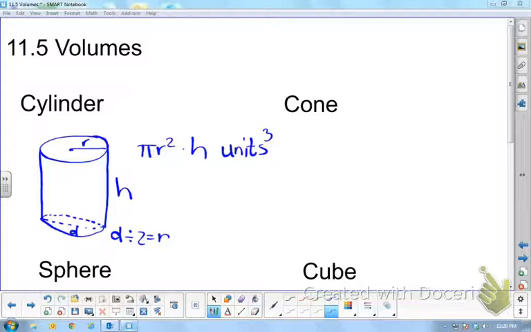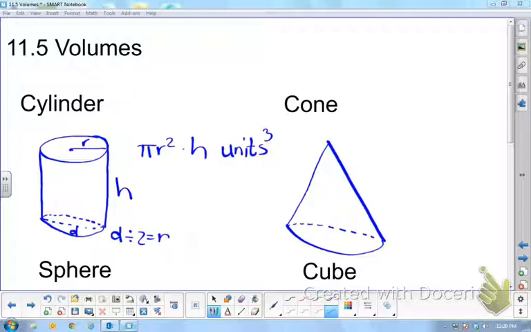A cone relates to a cylinder. Their formulas are very similar, and they found the formula for a cone by first studying a cylinder. So for a cone, the base is the same as the cylinder. It's made by a circle. We would again need our radius labeled, and then our height has to be on the inside of the shape. Usually they show that it's been placed at a 90-degree angle.